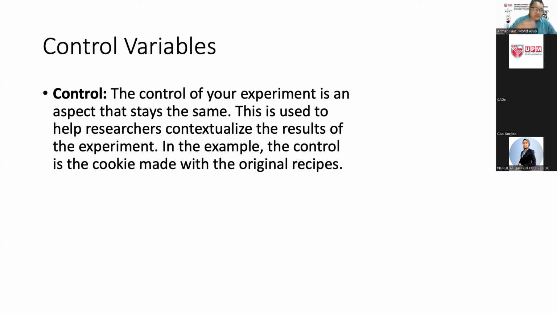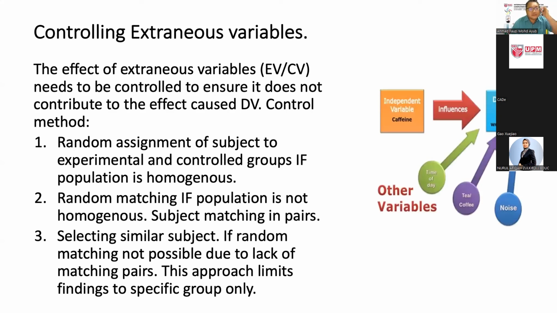And also other things, maybe in terms of socioeconomic status, you need to take care of. This thing you cannot change, but you can control it during the selection. During the selection, you can control this one. So these are the control variables, and this is how we want to control the extraneous variables.